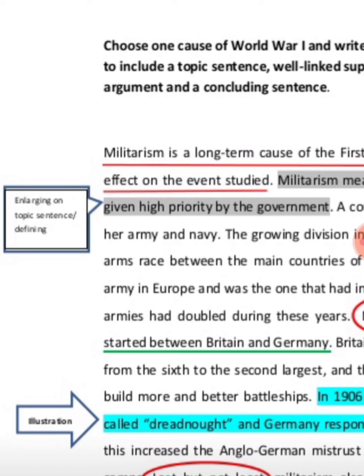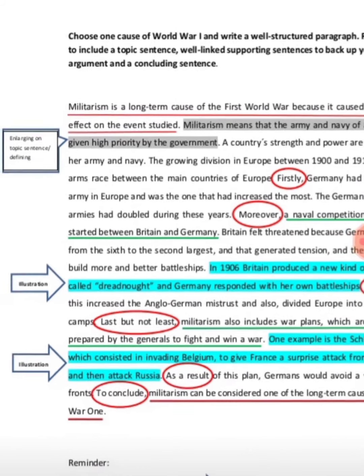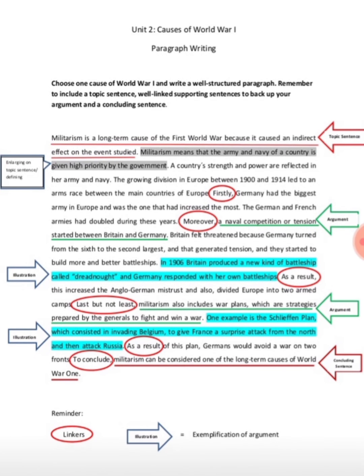Okay, now let me enlarge it for you. If you can see here, the sentences which are in gray are for enlarging on the topic sentence or defining the topic sentence. Militarism means that the army and navy of a country is given high priority by the government, right? So these are the sentences called supporting sentences, which are just enlarging your data and supporting your topic sentence. A country's strength and power are reflected in her army and navy.